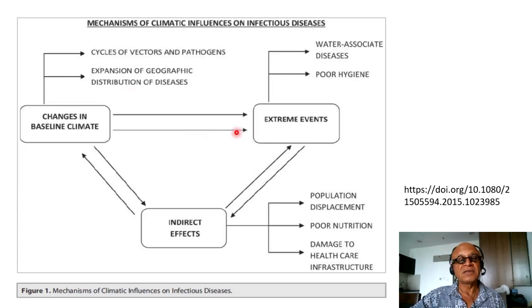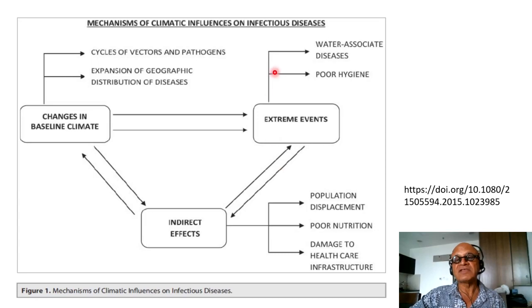Climate change has an impact on extreme events, with direct and indirect effects, and they can feed back to climate change. And indirect effects here include population displacements, climate refugees, poor nutrition that we talked about in the agricultural adaptation, damage to healthcare infrastructure, which is always critical, especially for poor people, vulnerable people. They may get stranded or may not have the wherewithal to go to healthcare systems, or they simply may not be able to afford healthcare as well.